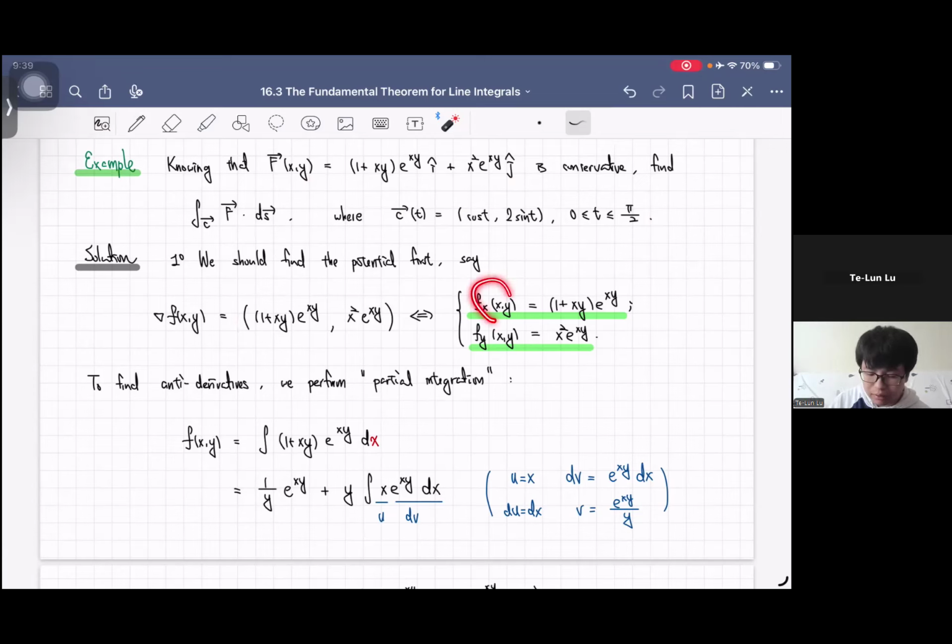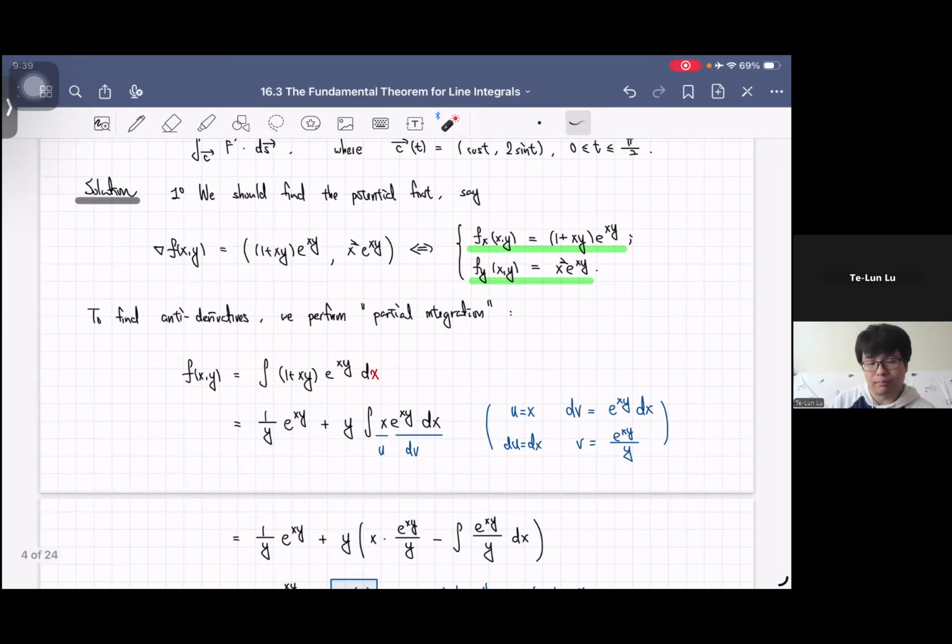To solve for this, you have to perform, this is not a very rigorous term, a partial integration. Basically, we know that partial differentiation with respect to x gives you this. So we do integration with respect to x by considering y as a constant. So we see that f(x,y), via this first equation, should be the antiderivative of this with respect to x, right? And you can do this in a lot of different ways. For example, for the first term here, 1 times e^(xy), regarding y as a constant, you simply get (1/y)e^(xy), right?